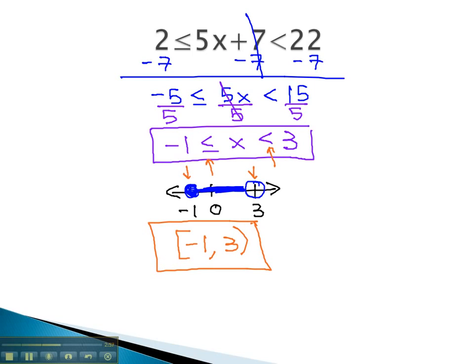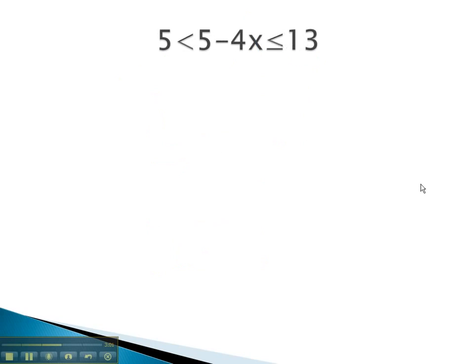Let's try one more example where we can see solving the inequality on all three parts. In this inequality, we see the 5 minus 4x is between 5 and 13. We begin balancing by subtracting the 5 from all three parts of the inequality.